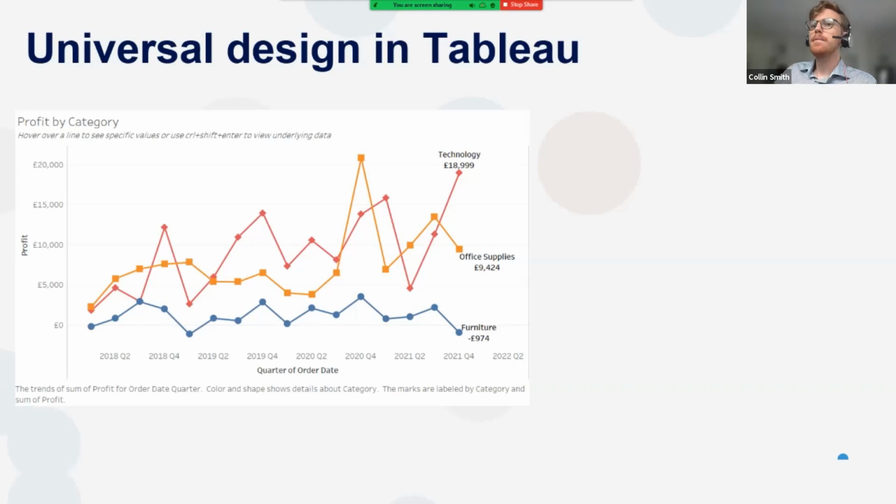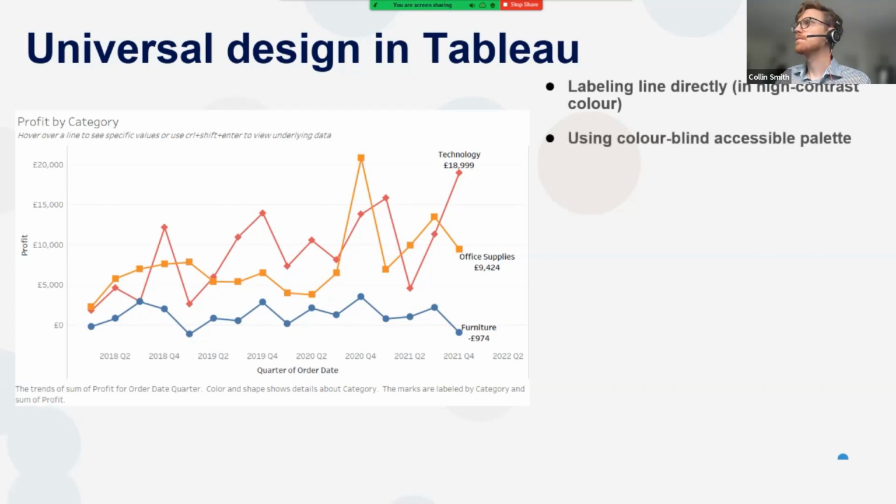All right, I'm going to go through some of the ones that I included on this chart on purpose. So I've labeled the line directly in a high contrast color. So black on white here. You can see we've got technology labeling that line directly. I've also used a colorblind accessible palette. So if you were to look at this, particularly with red-green color blindness, each of these colors would be differentiable. That's not true for all forms of color blindness, but red-green is the most common.